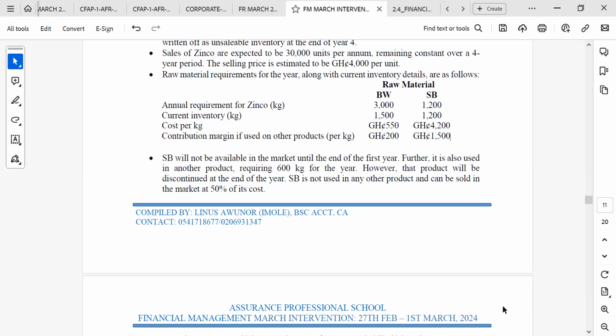50% of its cost. So let's now come here. The remaining 600 kilograms, we have 1,200. We have 1,200 now. We are using 600 on one product. The remaining will not be used in any other product, but we can sell it at 50% of its cost. What is the cost? 4,200. Okay, 50% of it is what?